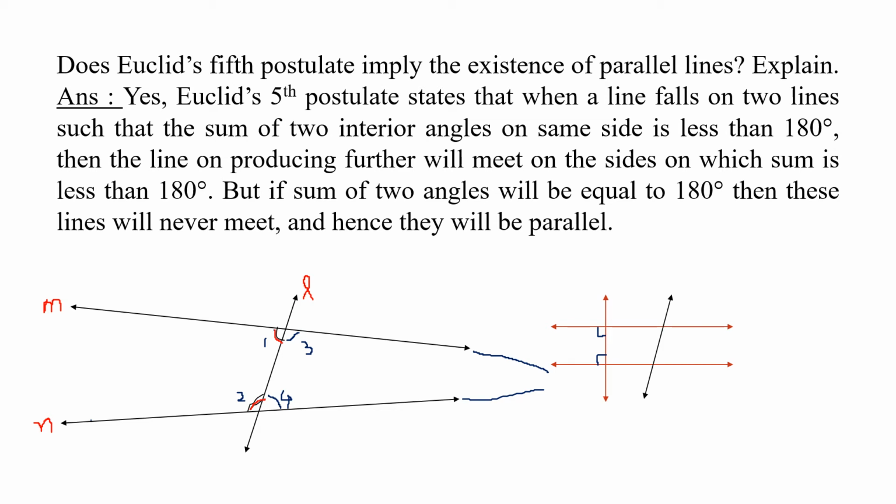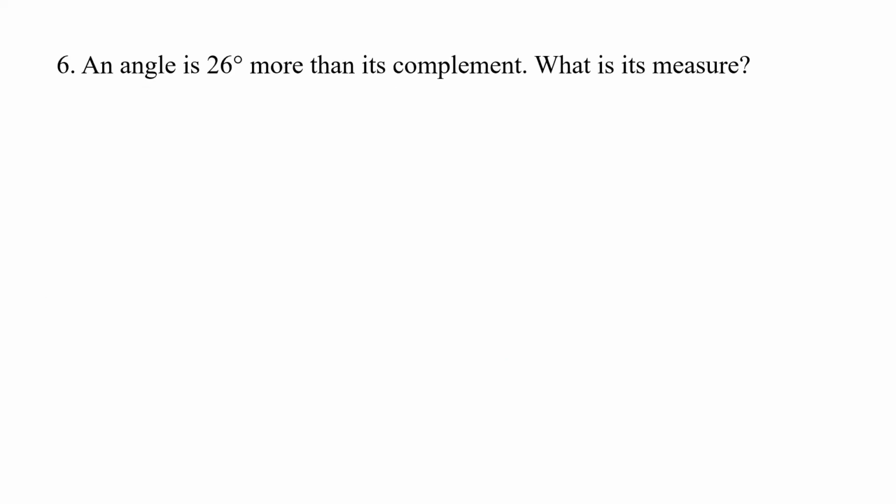So what did Euclid say? Adding the internal angles on the same side, 1 and 2, they are either more than 180 or less than 180. On the side they are more than 180, they will never meet. On the side they are less than 180, they will meet. But what if it is exactly 180? If it is exactly 180, they will never meet, and such lines are called parallel lines. So Euclid's fifth postulate exactly implies the existence of parallel lines.